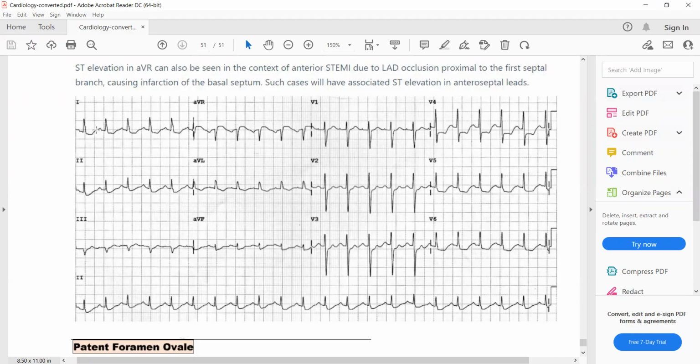segment is depressed below the baseline, in lead 2 as well, in lead AVL as well, in chest leads as well. See, in V2, ST segment is depressed. V3, it is also depressed. In V4, it is even more depressed. This is baseline, and this is the ST segment, depressed. V5, V6. So, ST segment elevation in lead AVR and widespread ST depression indicates a triple vessel disease.